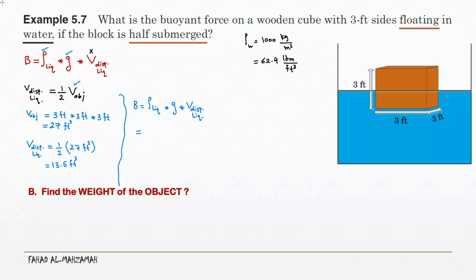So let's write here 62.4, and it's better to write the unit in your answer. Multiplied by 9.8, which is the acceleration of gravity, meter per square second, multiplied by the volume of displaced liquid, which is equal to 13.5 cubic feet.